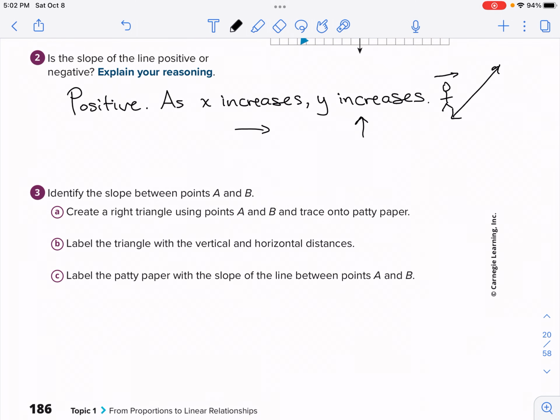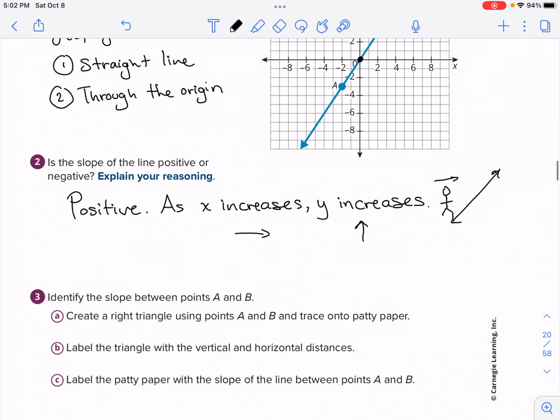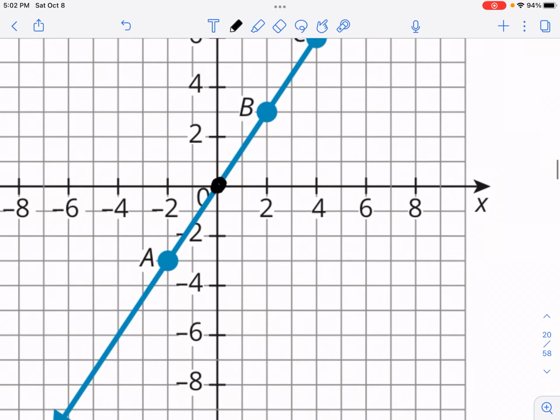Identify the slope between points A and B. So we talked about how this is the change in our vertical distance over the change of our horizontal distance, aka it's the rise over run. So it says create a right triangle using points A and B. Trace on padded paper, we're going to ignore that. But let's look at A and B. We're going to create a right triangle where we're connecting those points. I'm going to draw this first. A vertical line and a horizontal line.